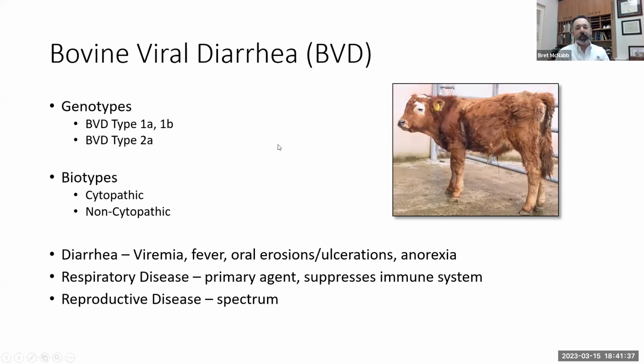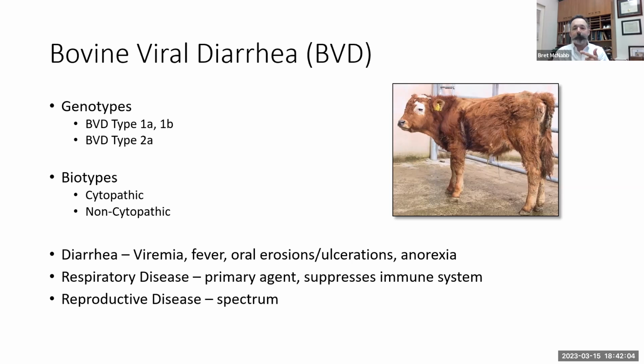Okay, BVD, bovine virus diarrhea, causes a host of problems, one of which are reproductive causes. The naming and the classification can get confusing because we break it up into genotypes and we break it up into biotypes, right? So genotypes are the different genetic diversity that we see, all of which cause issues in cattle. The biotypes are really how that virus acts on cells, whether it kills cells or whether it doesn't kill cells.